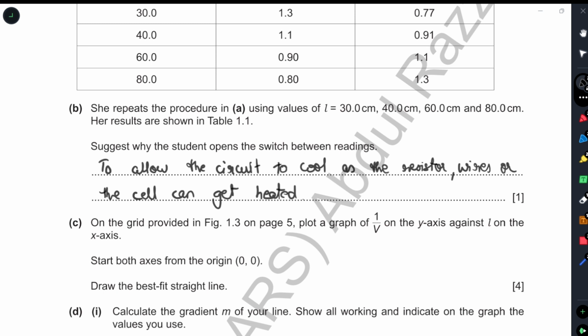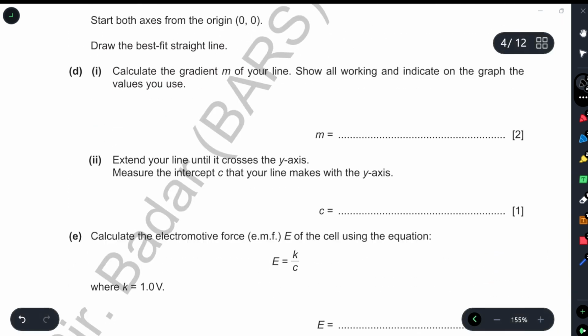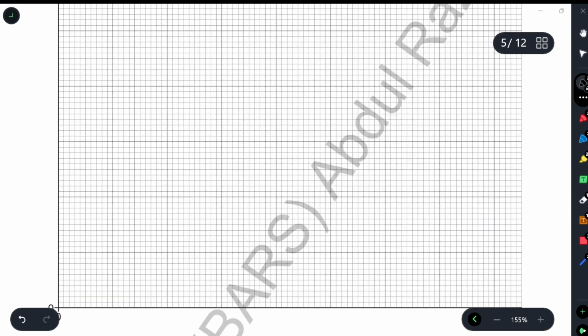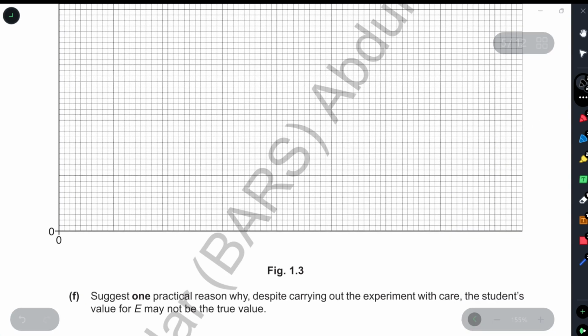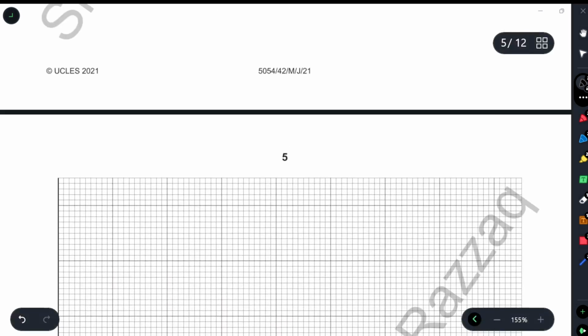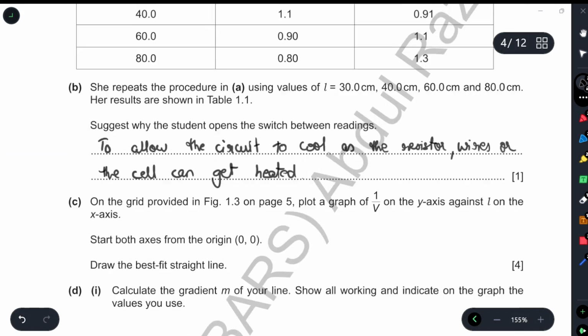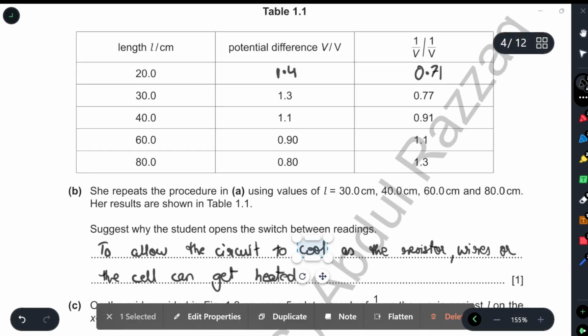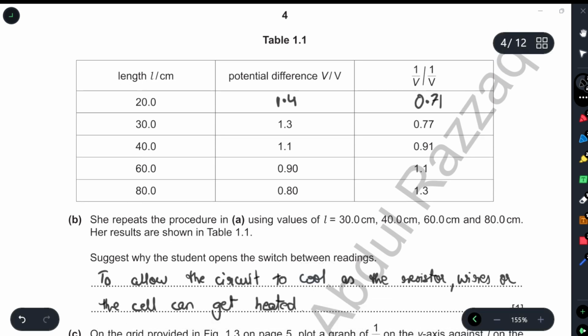Part C says, on the second grid provided, figure 1.3 on page 5, plot a graph of 1 upon V on the y-axis and L on the x-axis. Start both axes from the origin, draw the best fit straight line. Cool. So we definitely can do that. What we need to do that on page 5. All right, so we have this graph paper right here. So we have to start at the origin. While using the graph, you need to make sure that you're using at least half the graph. I hope everyone remembers this. Again, we've gone over that quite a few times now.